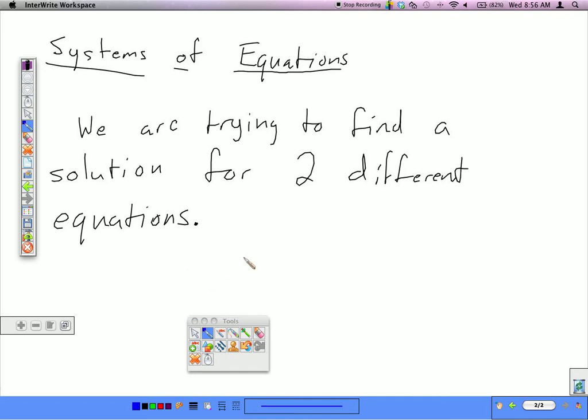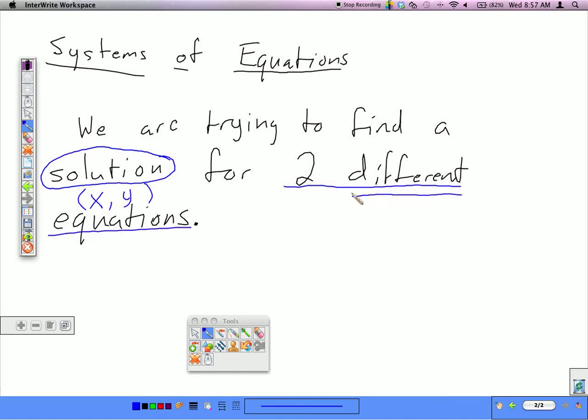It's important to understand we are only finding how many solutions? Two? How many solutions? One. One solution. What this looks like is a coordinate, meaning I have one number for x and a second number for y that works in two different equations. And I'll even underline the word different because they have to be different equations. If they're the same equation, all solutions are the same thing.